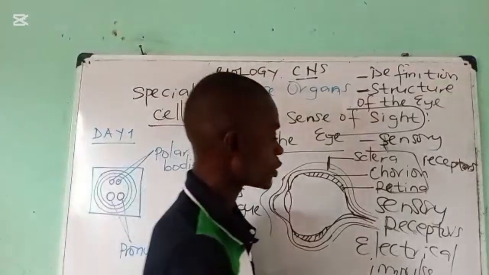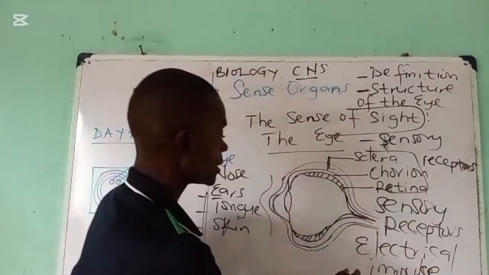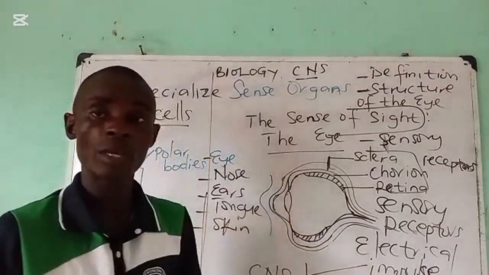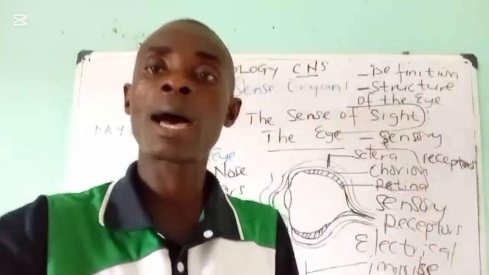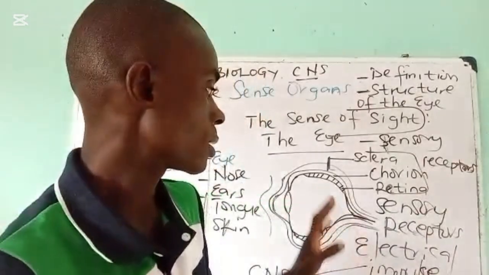And this impulse, the message in the form of these impulses, is what is taken to where? It is taken to the central nervous system. So the sensory receptors are those special cells that detect what?